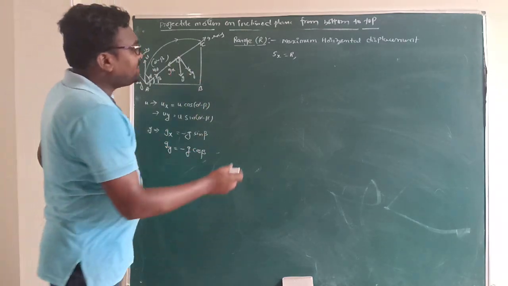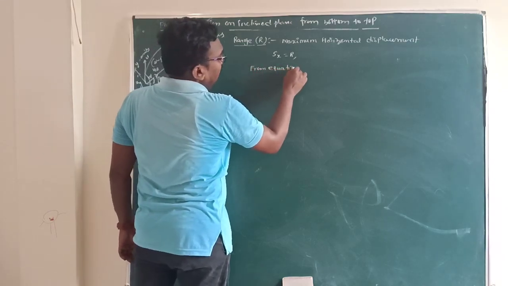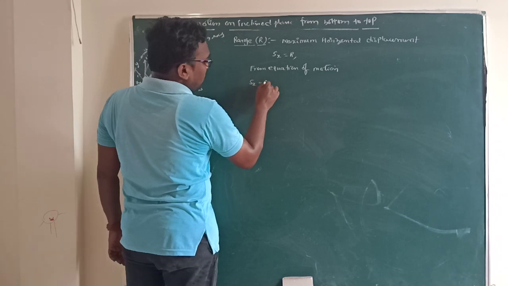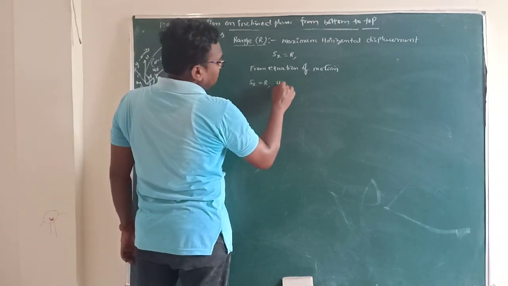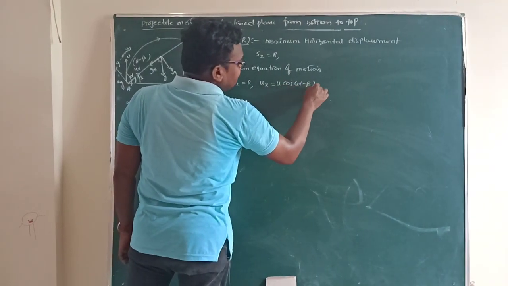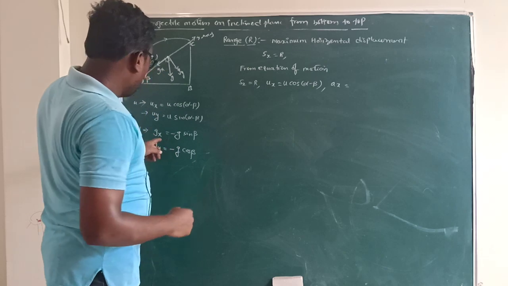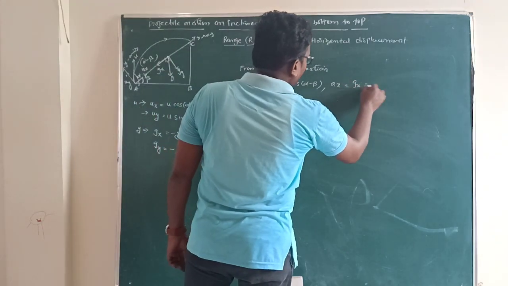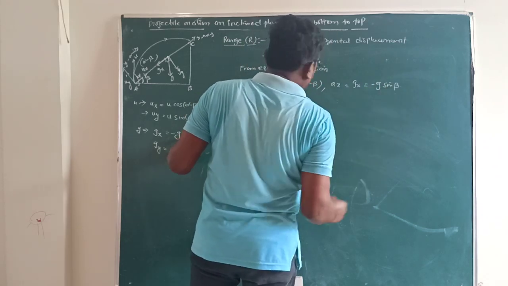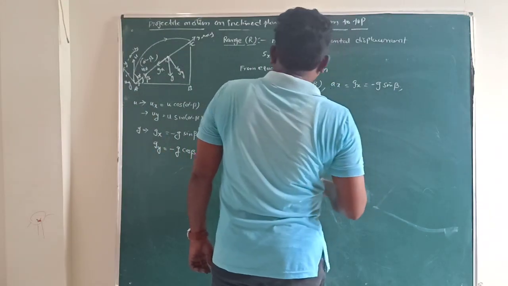So Sx is equal to R, from the equation of motion. Ux is equal to u cos(alpha minus beta). Ax, that means gx, is equal to minus g sin beta.